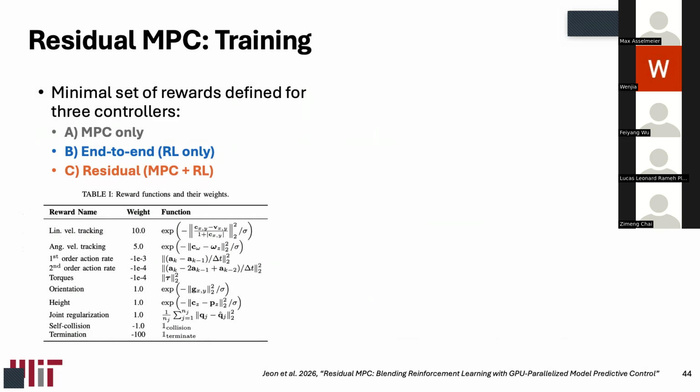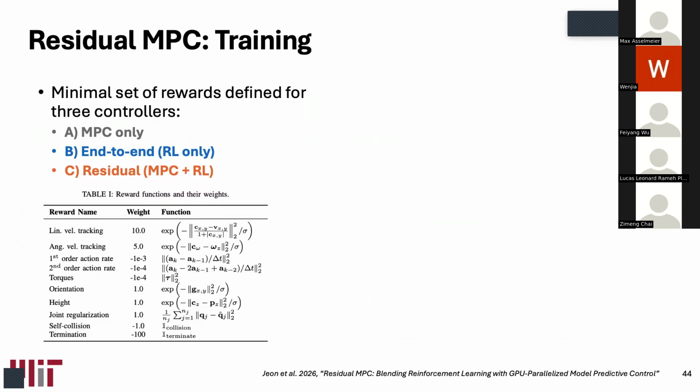We have this residual architecture. It's literally just added together: I have the MPC torques and then the RL torques. Let's sum them with a small scaling factor and see what happens. This is our setup. Let's look at three controllers: only our MPC, which obviously won't benefit from any kind of learning; the end-to-end RL only; and then the residual.